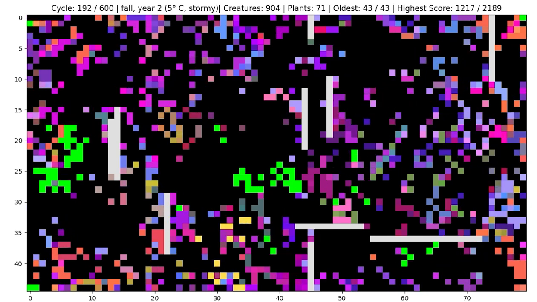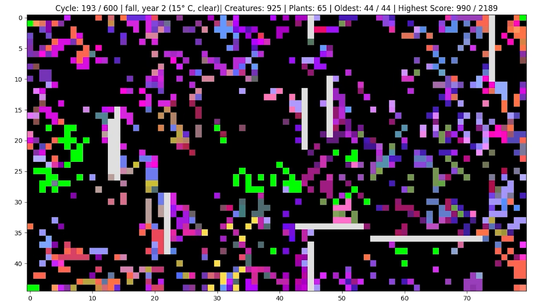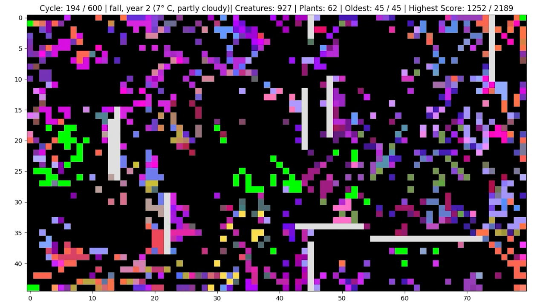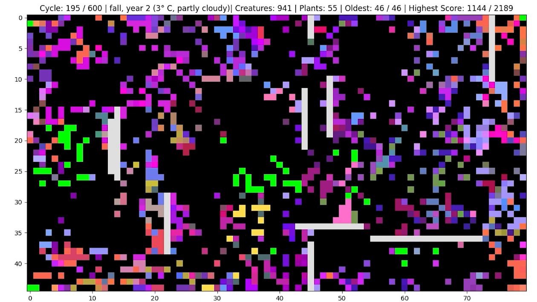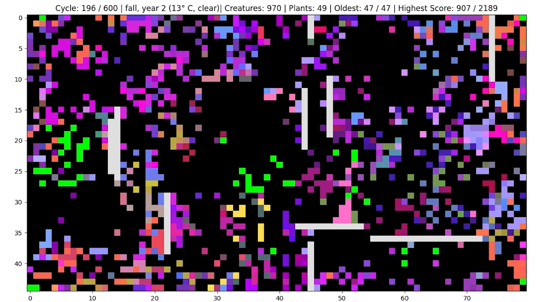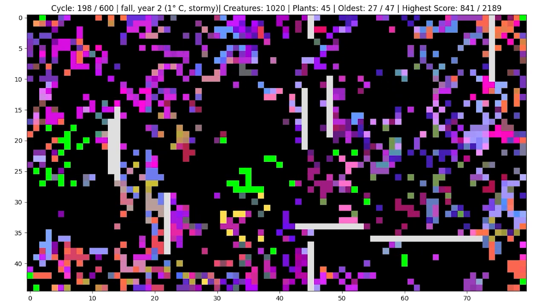That is as far as I've taken this simulation for now. I'm still tweaking the parameters and rules and seeing how the creatures adapt, and I welcome any suggestions for future development. Thank you.